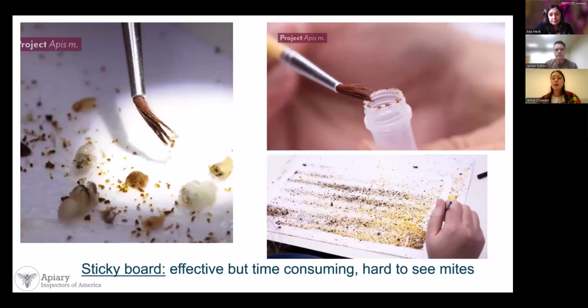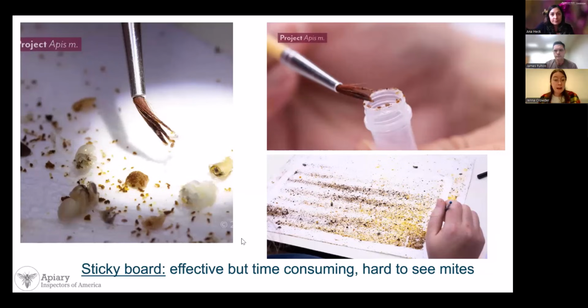Here's some images of Tropilaelaps mite on a sticky board. This is one of the more effective ways of detecting the mite, keeping in mind that it's difficult to see while it's alive on the frames. It's difficult to see when it's alive under the cappings, unless you're doing brood uncapping, which is very time consuming. But even sticky board monitoring can be very time consuming and difficult.